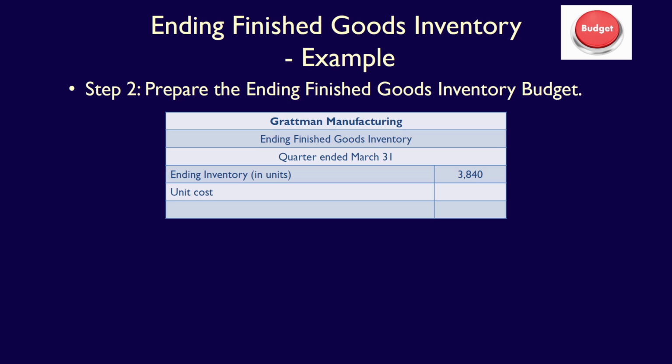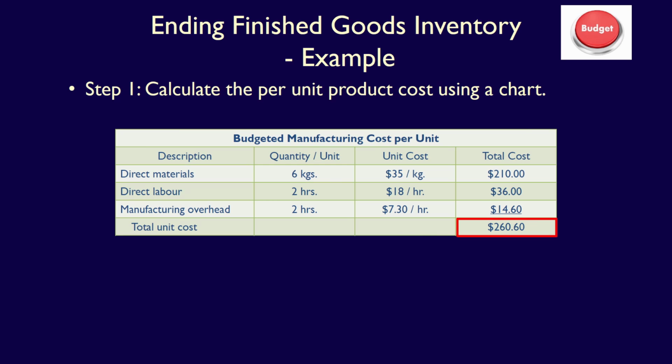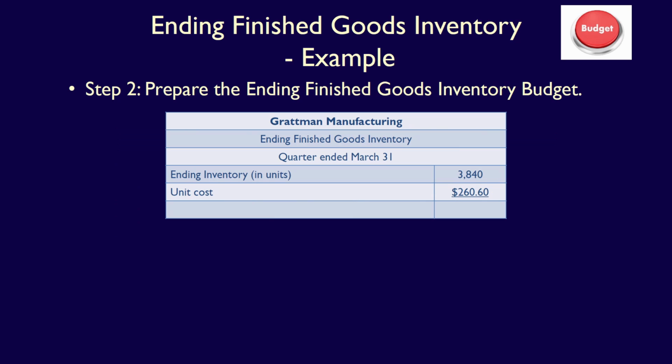Next, we add our unit cost, which we just calculated, $260.60 per unit. Transferring that into the ending finished goods inventory budget, we'll multiply the ending inventory in units, 3,840, by the cost per unit, $260.60, to get the total ending inventory of $1,704,000. What are we going to do with this number?